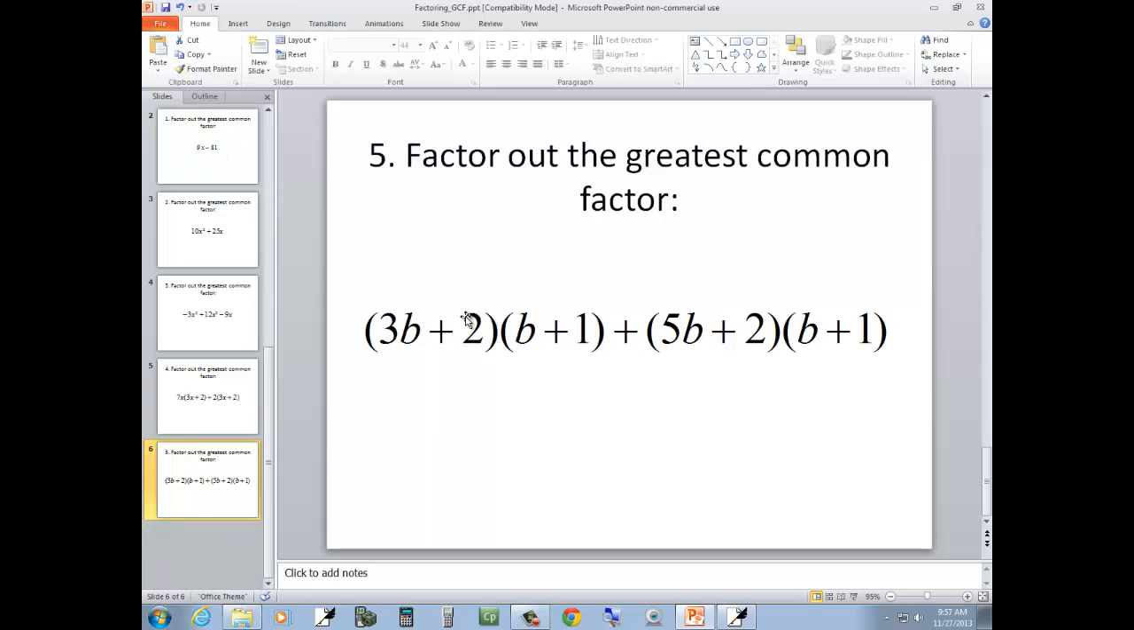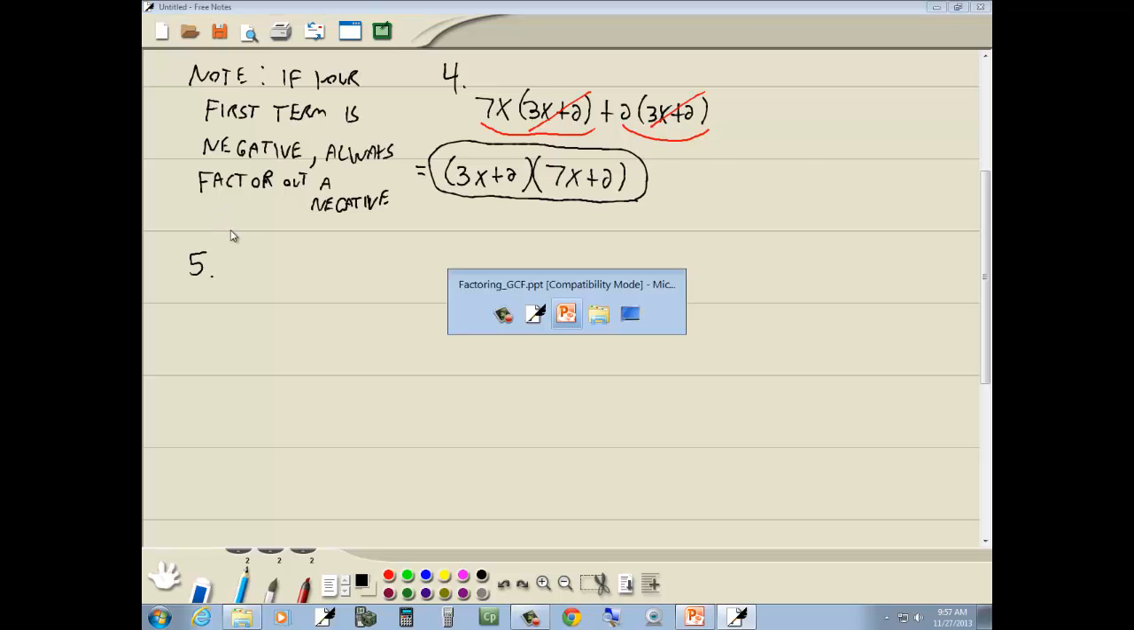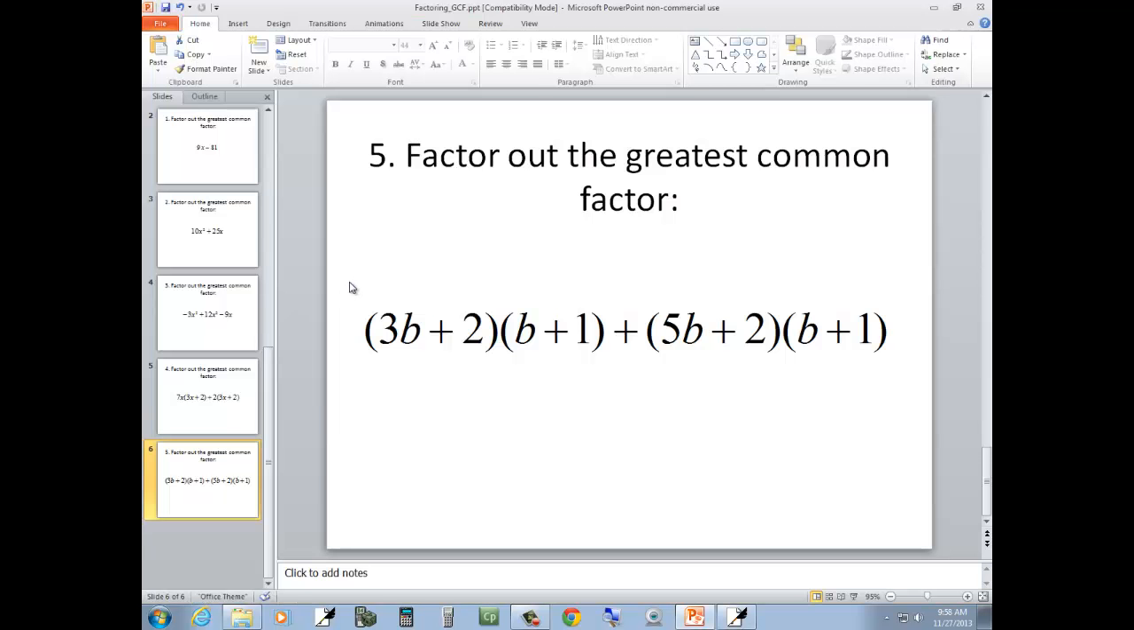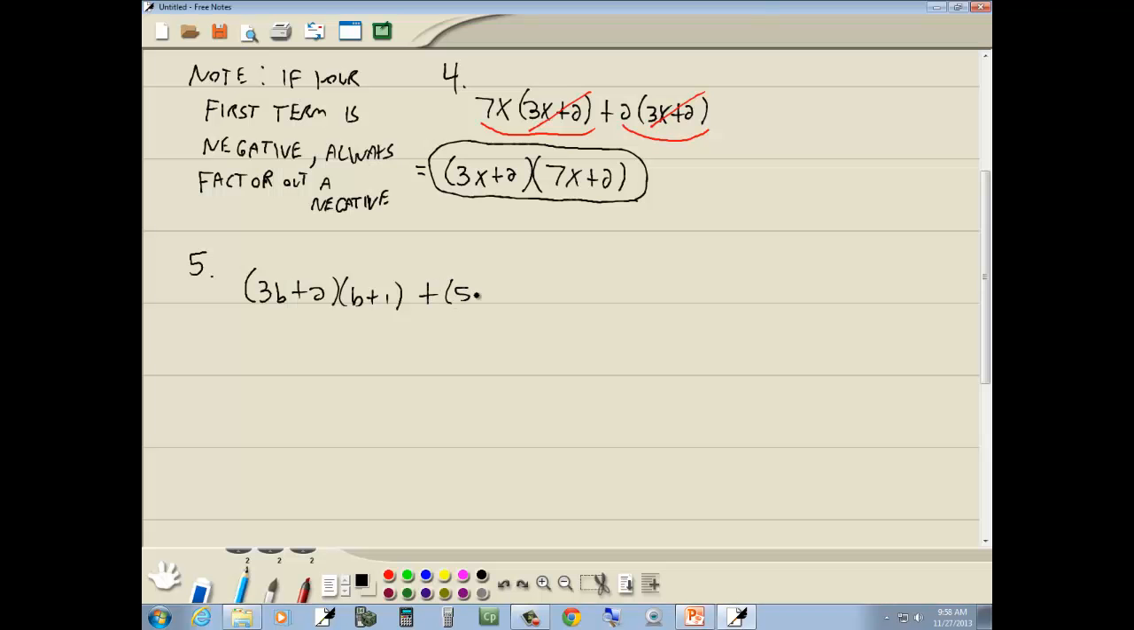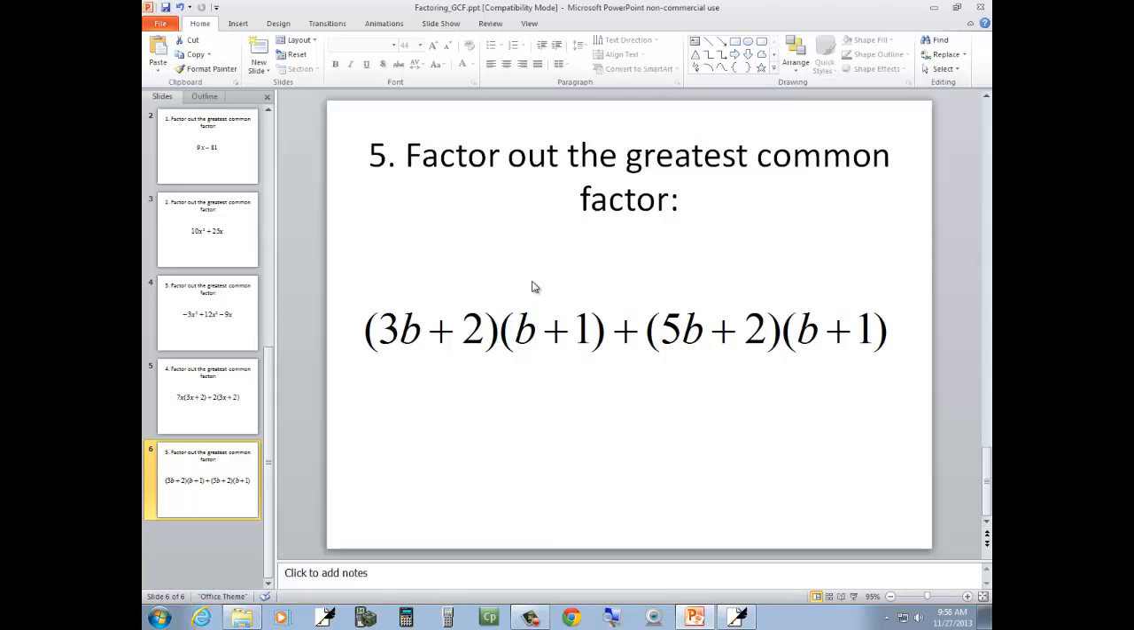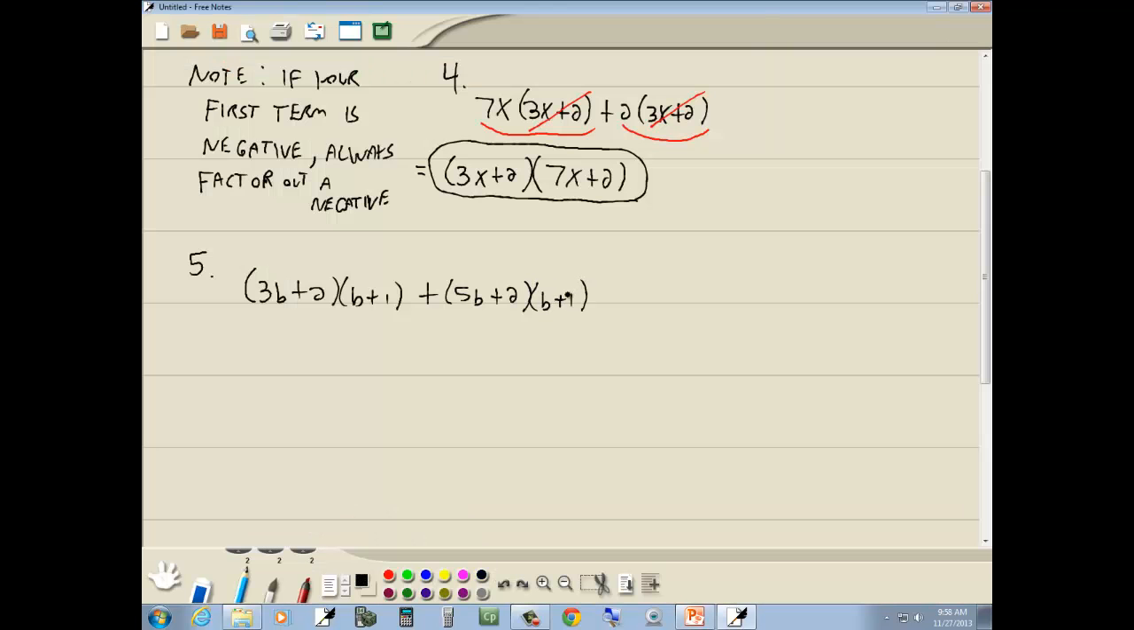Let's take a look at one more of those. 3b plus 2 times b plus 1 plus 5b plus 2 times b plus 1. Okay, let's identify these first. These are grouped together, and these are grouped together. And the reason I say that is because here we got this set of parentheses times this set of parentheses. And here we got this set of parentheses times this set of parentheses. So everything's multiplication here. And this plus here is what separates them into two separate groups.